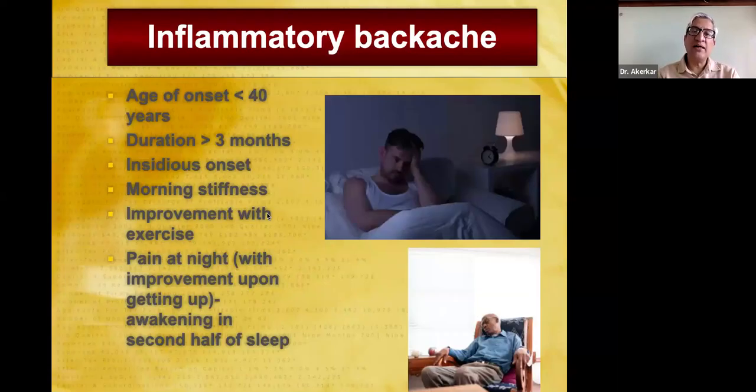There is so much pain, I just can't fall asleep. That is not suggestive of inflammatory backache. That can be functional. It could be n number of other reasons.